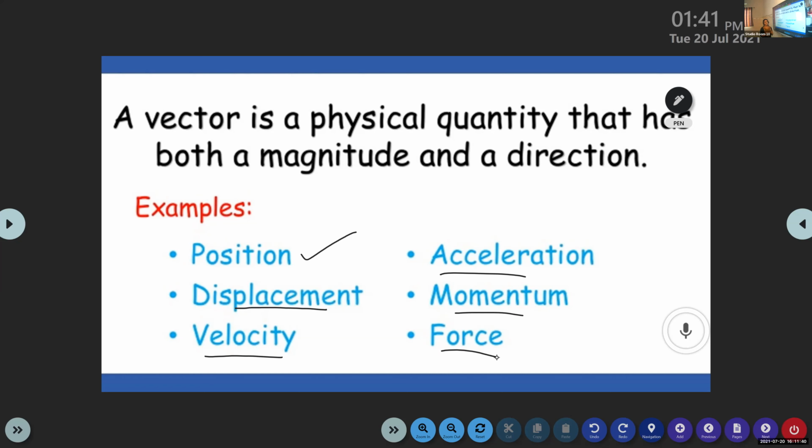So this is the difference between scalar quantities and vector quantities. Scalar quantities have only magnitude, but vector quantities are physical quantities that have both magnitude and direction.